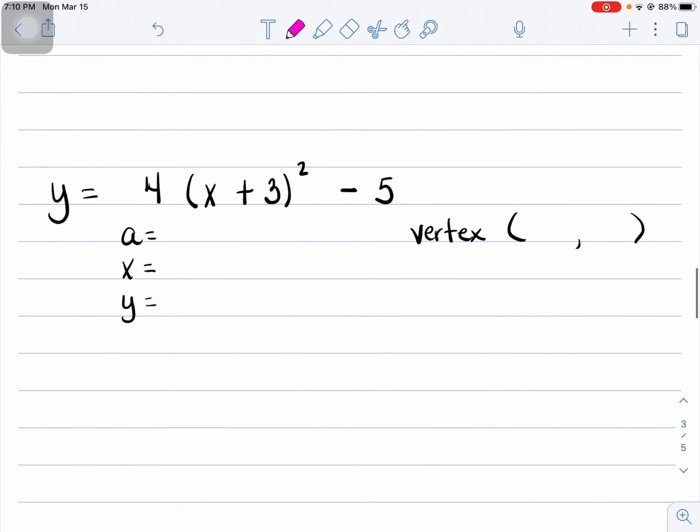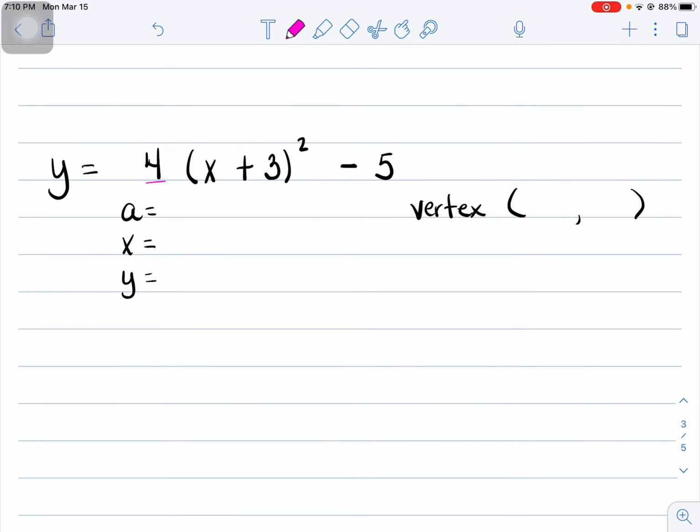Let's do one more of those. So our a value, 4. Our x value, so what goes in here to make this equal 0, -3. This should be a plus something, and if it's just negative, we know the whole thing is -5. So our vertex is -3, -5.